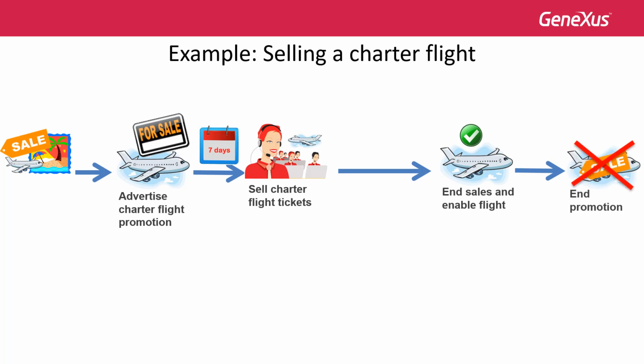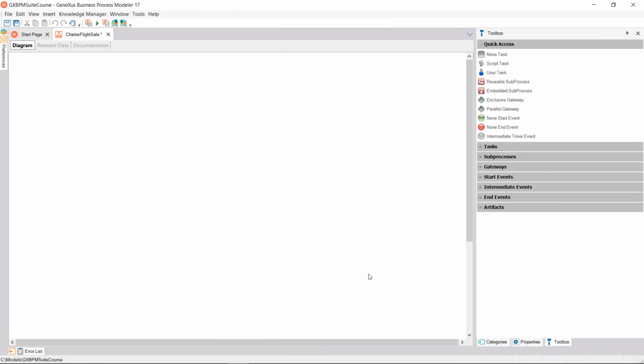In this case, it involves publishing the charter flight promotion, selling all the tickets, enabling the flight, removing the promotion, and ending the process. To start the process, from the toolbar, we drag a none start event and an interactive task. We call this task Advertise Charter Flight Promotion, and we join it from the none start event.